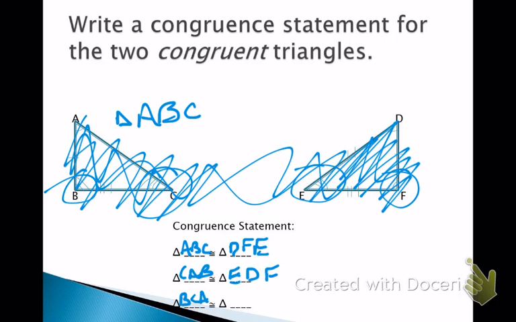BCA is another way we can name that triangle, which means that this triangle would have to be called FED. Okay? Match them up. You have to match them up. Okay? All right.